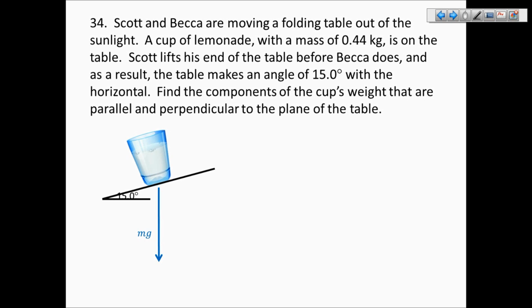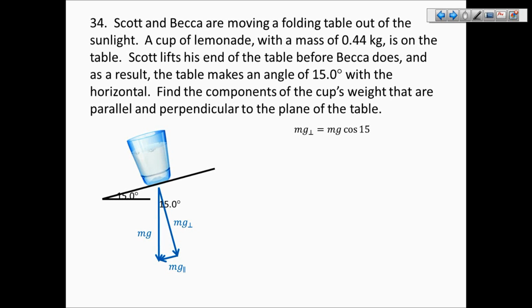Okay, so here we see the cup on that 15-degree incline. We see the weight of the cup is straight down. But we want to break that up into two components, one that again is perpendicular to the incline and one that's parallel. We're trying to find out what those two components are.